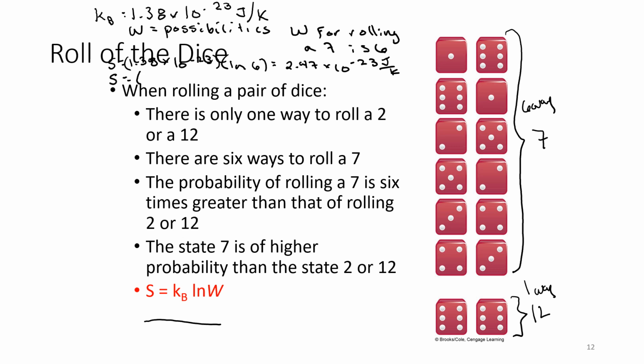S for rolling a 12 is 1.38 times 10 to the minus 23rd, right? That's still our Boltzmann constant, times the natural log of 1, and the natural log of 1 happens to be 0. So the entropy for rolling a 12 happens to be 0. The entropy for rolling a 7 is a really tiny number, but it's still bigger than 0. So notice that entropy increases the more random something is, right? So entropy increases the more random it is.